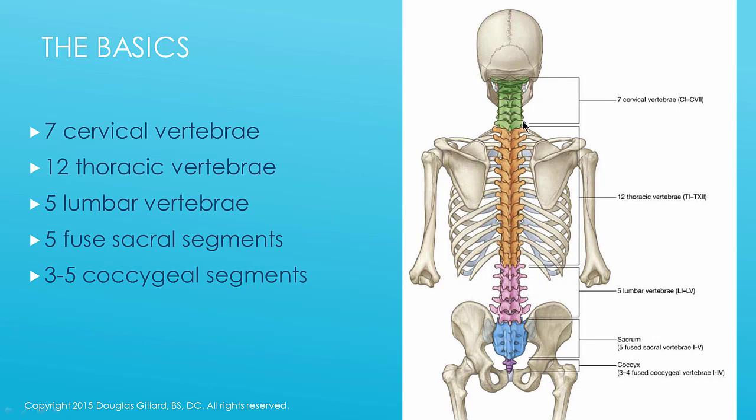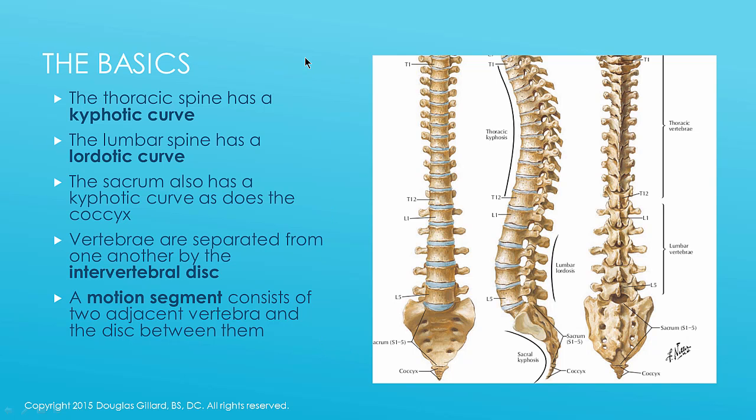All right, the basics. There are 7 cervical vertebrae. This is obviously a PA view of the spine. There are 12 thoracic vertebrae. There are 5 lumbar vertebrae, 5 sacral segments, and 3 to 5 coccygeal segments. Now there are some basic curves in the spine. We have a kyphotic curve here in the thorax, and a lordotic curve here in the lumbar spine, and there's a lordotic curve in the cervical spine we'll talk about when we do this lecture for the final.